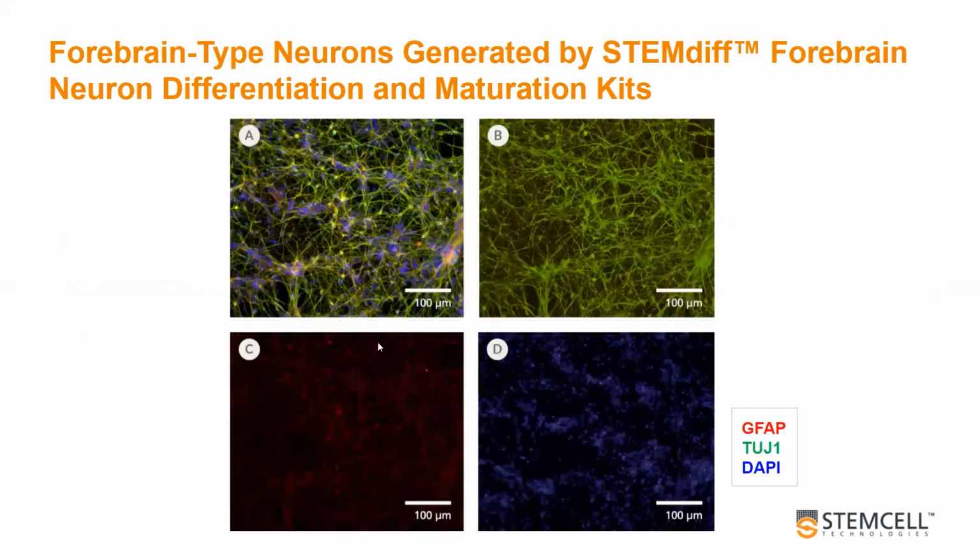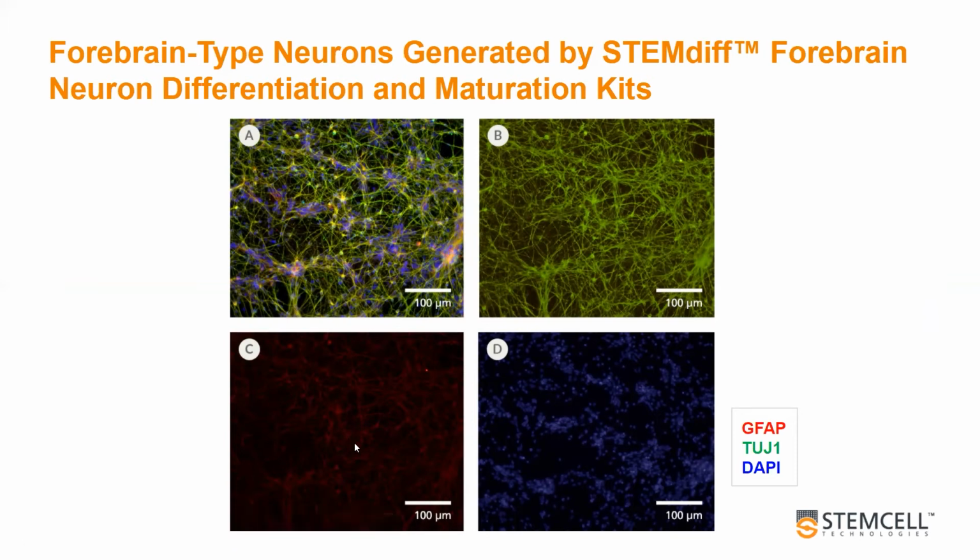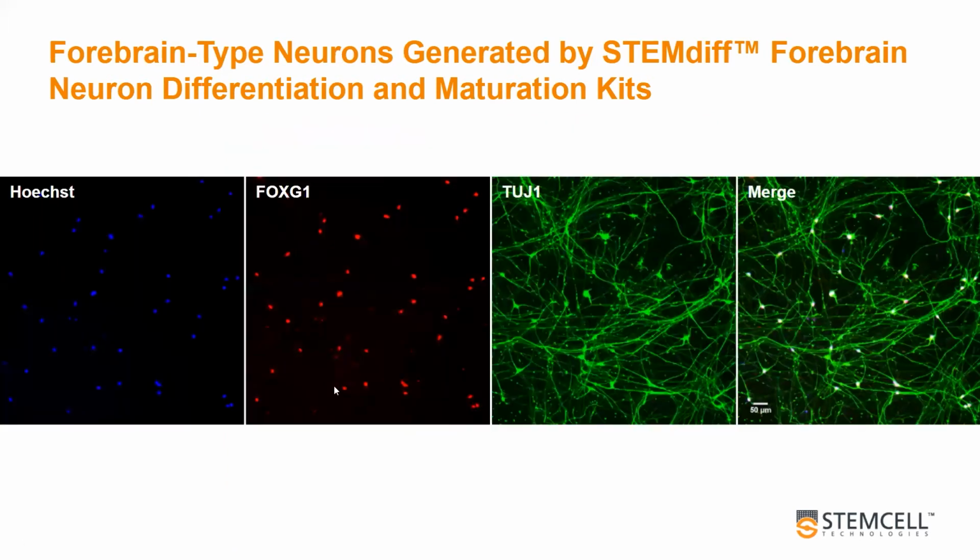After 2 weeks in maturation medium, you can expect over 90% TUJ1 positive neurons and less than 10% GFAP positive astrocytes in your culture. And the majority of these neurons are forebrain type neurons, indicated by this FOXG1 staining.